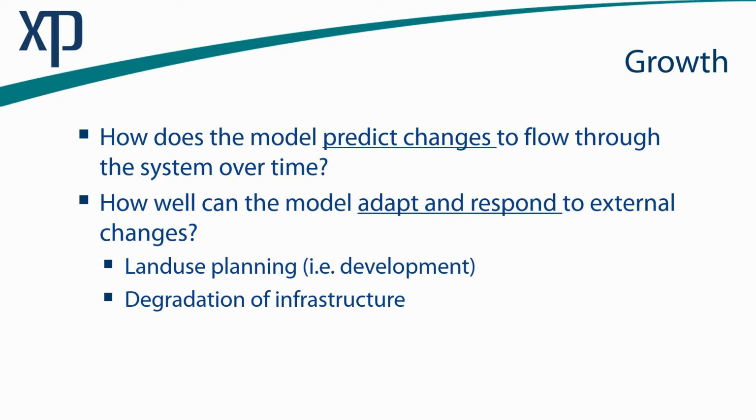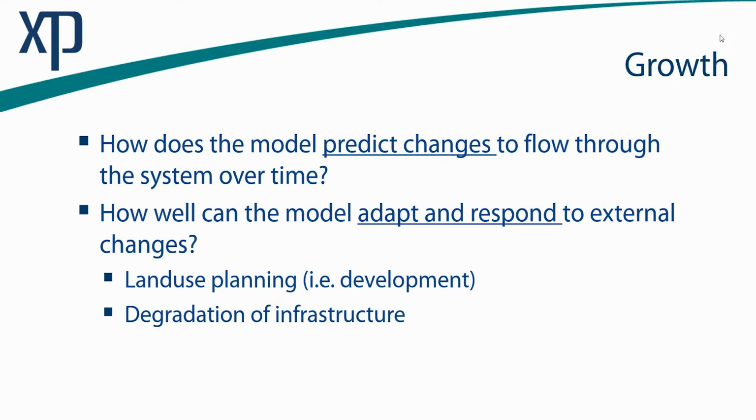So how does a model predict changes to flow through a network? That's a really important part of understanding growth. As engineers in modern times, we look at development. Development is a key driver for undertaking a network assessment. And if I were developing a greenfield site, I would want to try and plan or understand the intended planning of that area. Is it residential? Is it commercial or industrial?